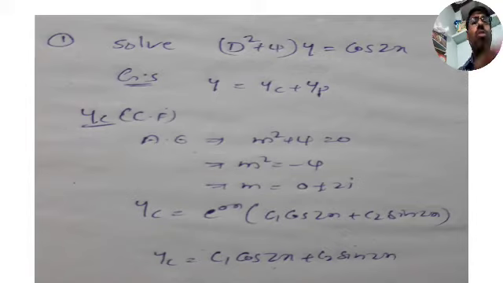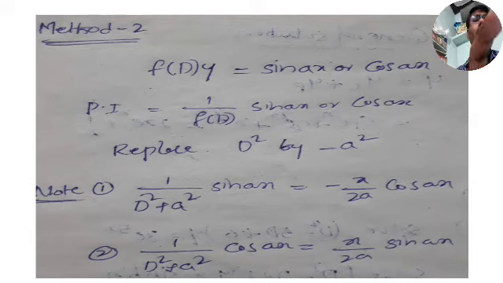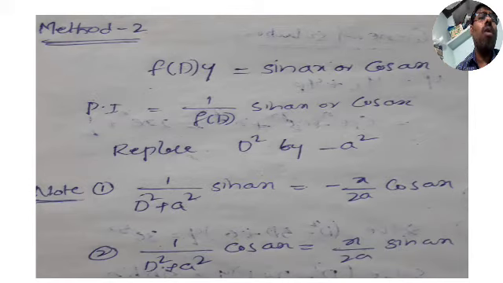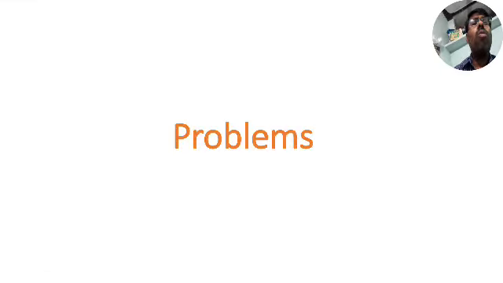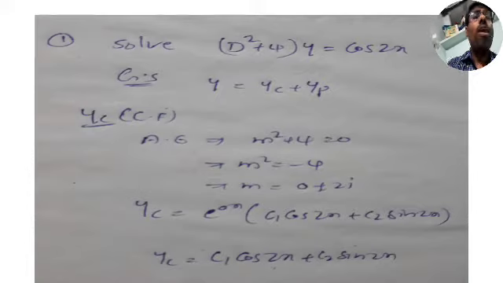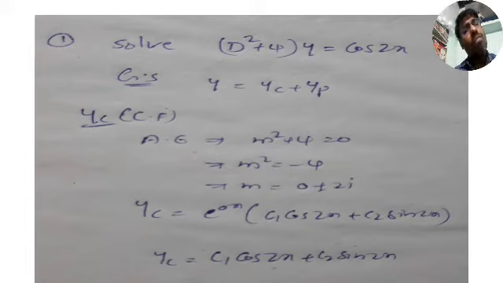Just now we discussed this method. The method says f of D of y is equal to sin x or cos x. So what is the solution? Replace D square by minus a square in finding the particular integral. Now the question is not to find the particular integral or the complementary function; it is to solve the differential equation. Solve means the general solution. It contains two terms, yc and yp.